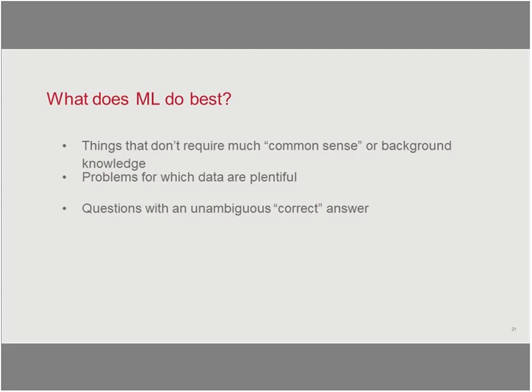Okay, so you need to have unambiguous correct answers. So for example, you have a lot of photographs of people's faces, and you want to know whether the people in those photographs are wearing glasses. Machine learning will be a really good choice for this.